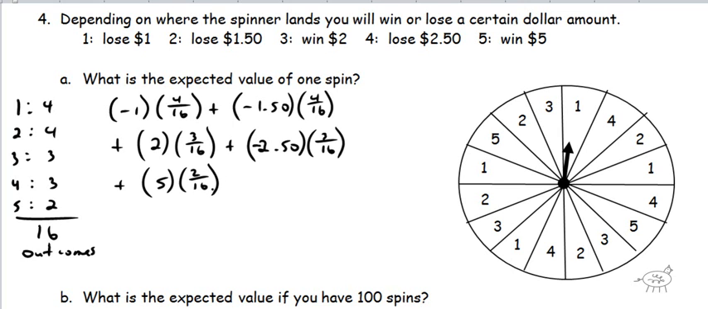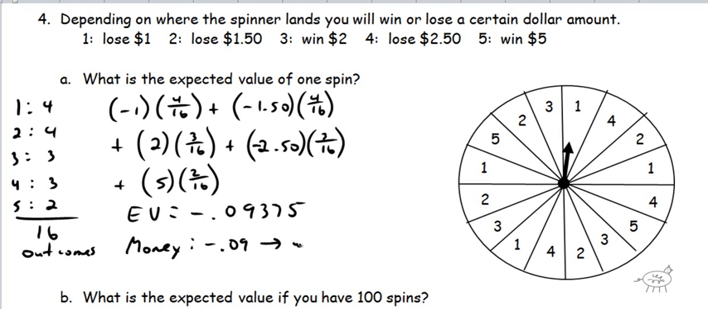Okay? So if I add all that up, my expected value is equal to -0.09375. I wanted to do that just to show you the long decimal here because it's going to come in handy when we're doing part B. So basically, as far as money is concerned, you want to give it as -0.09. So you're going to say we'll lose on average 9 cents, 0.09, for every spin.